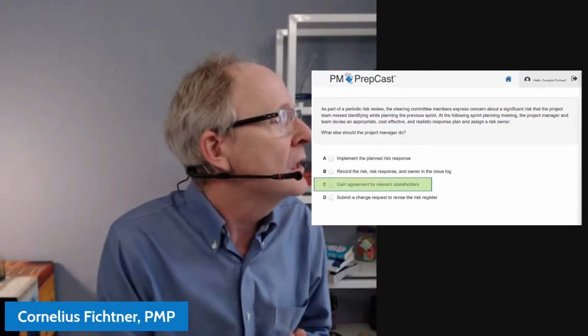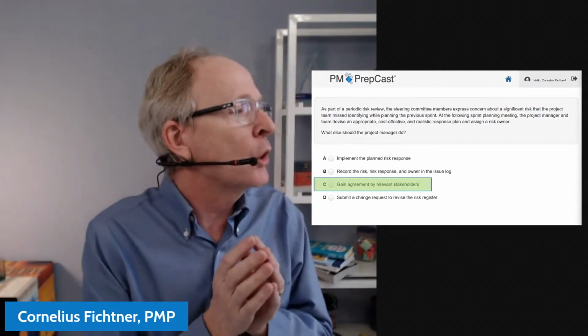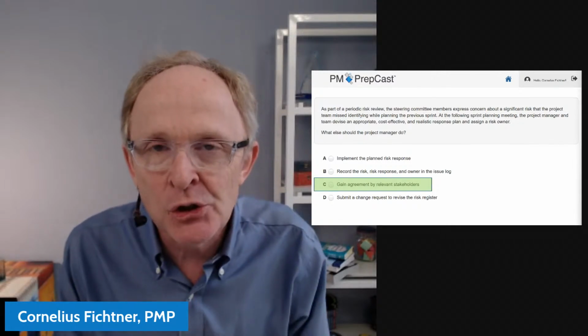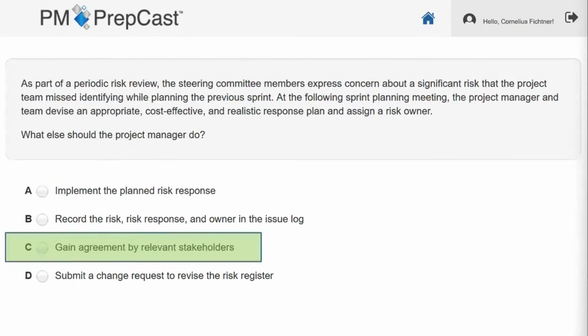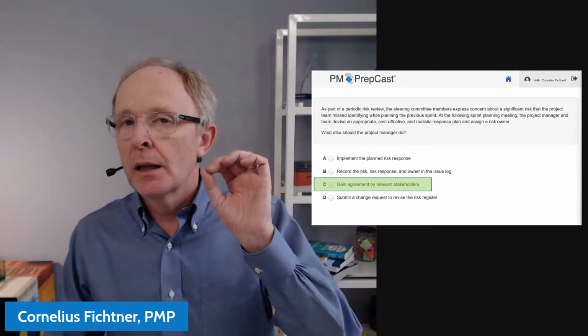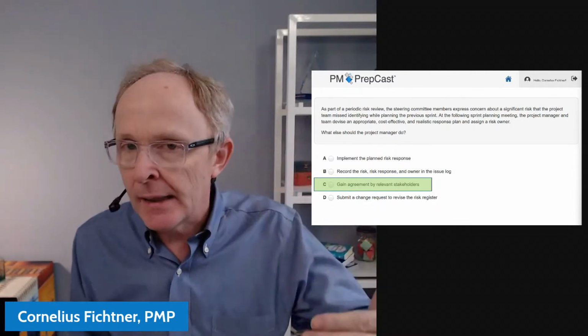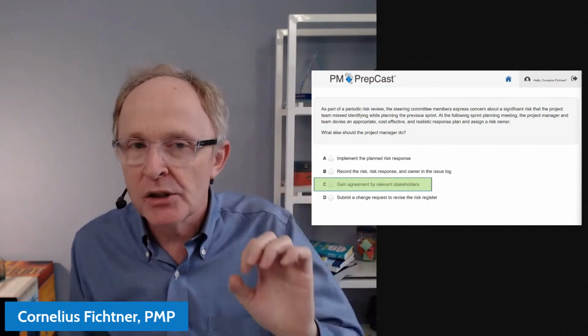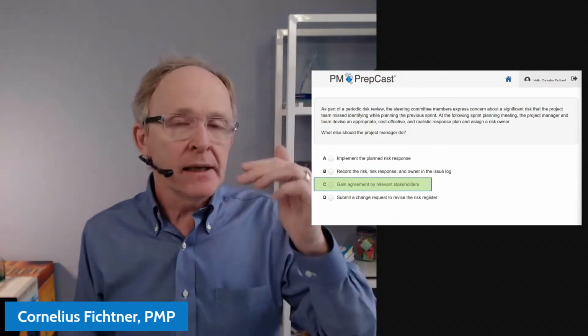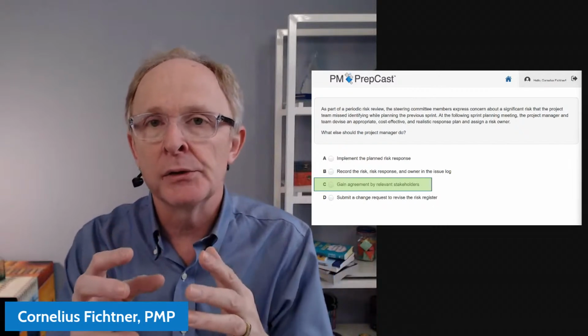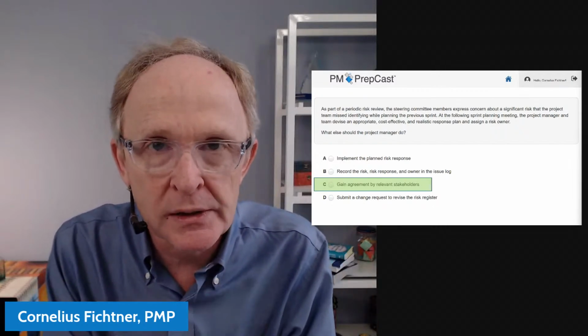So B was record the risk response and owner in the issue log. Let me bring this up again for you, a little bit bigger here. Record the risk response and owner in the issue log. That is incorrect, because if it said in the risk register, it would be correct. The issue log is not where you record a risk.